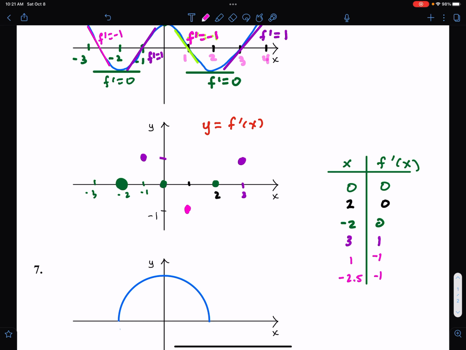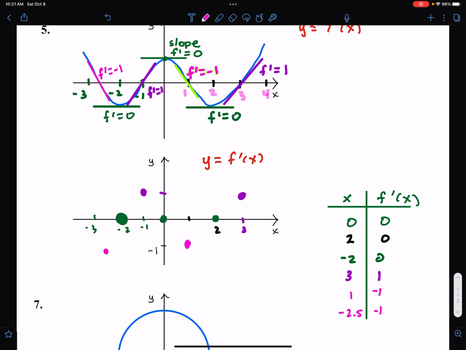I have -1. Actually, it goes all the way up to 3, I would say the slope is -1. Maybe I'll just put that. At 3, the slope's -1 also. Sort of stays about the same throughout there. Okay.